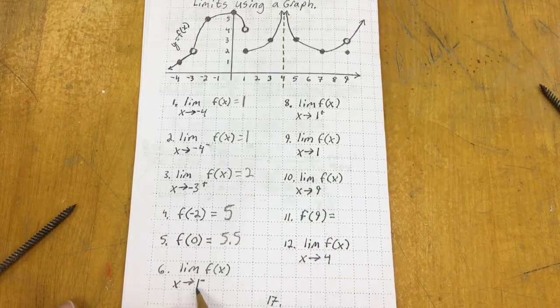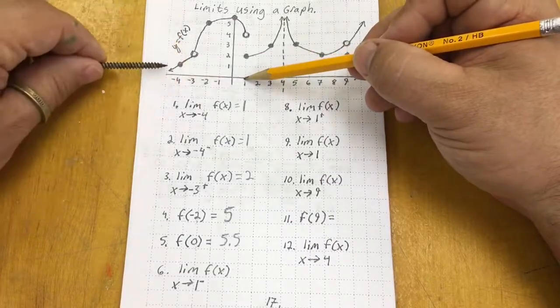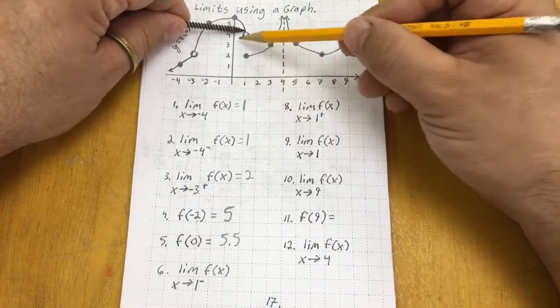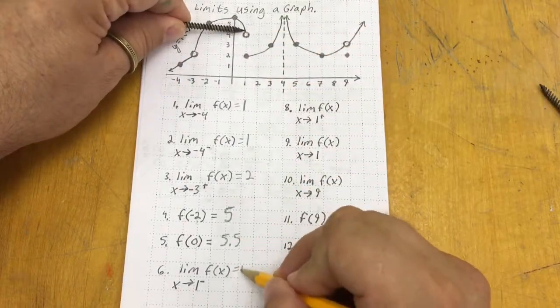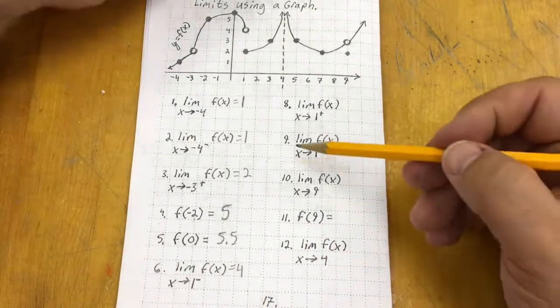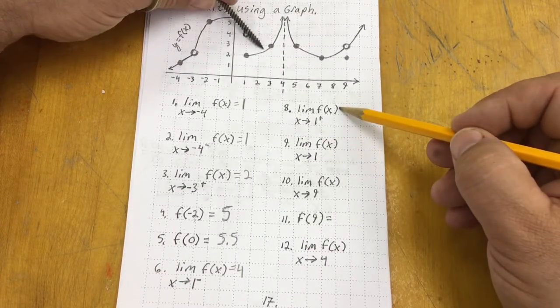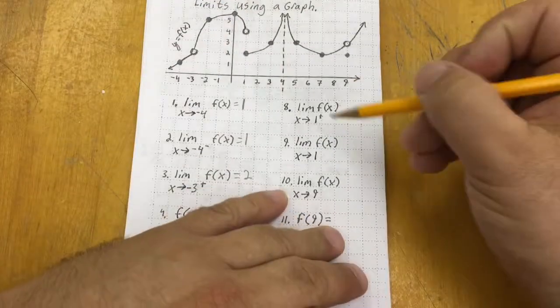Now, the limit as x approaches 1 from the left. As x approaches 1 from the left, I'm following along, and that's going to give me 4. Now, my limit as x approaches 1 from the right. As x approaches 1 from the right, that's going to give me a y value of 2.